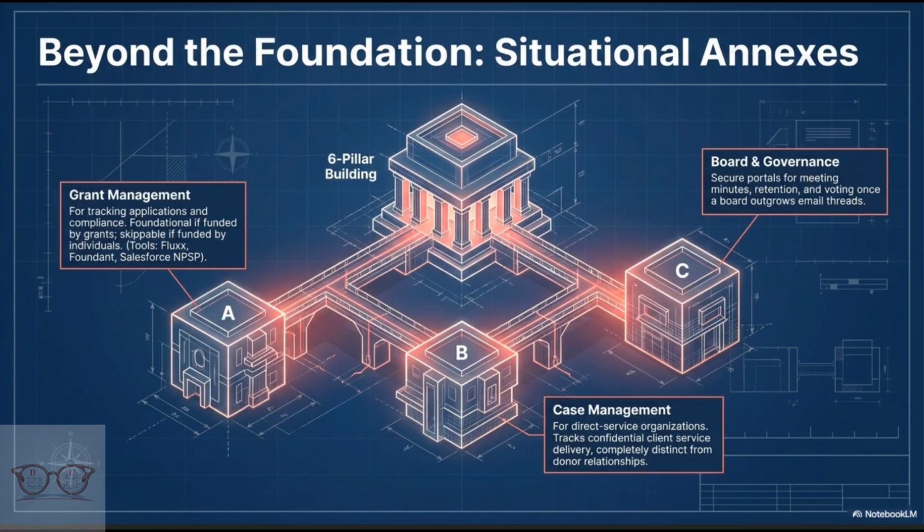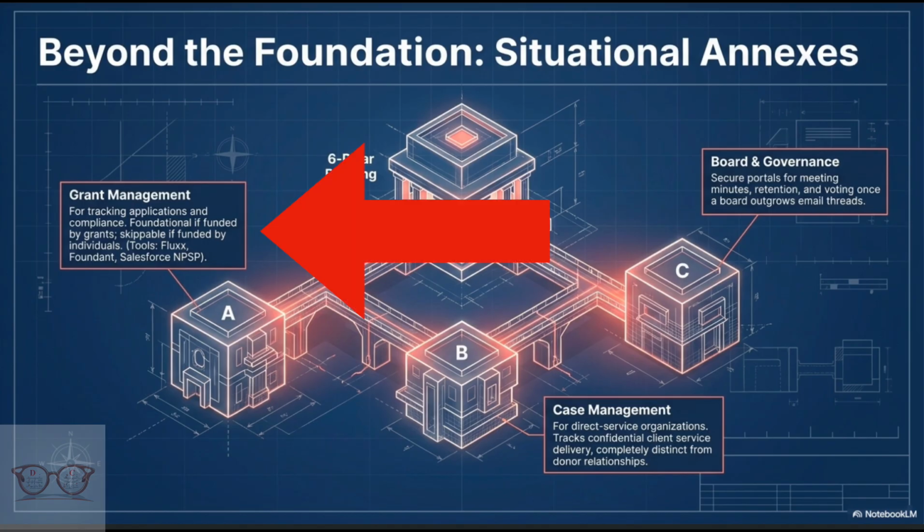Now let's look at situational tools. The 6 pillars cover what's foundational for nearly every nonprofit. A few other categories are worth knowing about, even though they won't apply to every organization the same way. First, grant management. That's tracking applications, deadlines, compliance reporting. If your funding leverages grants, think about this and how you're going to track that.